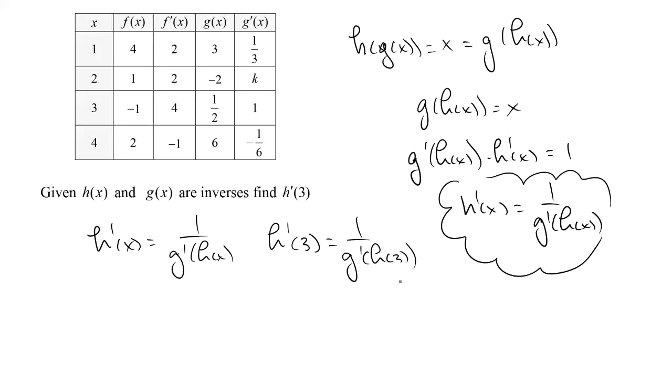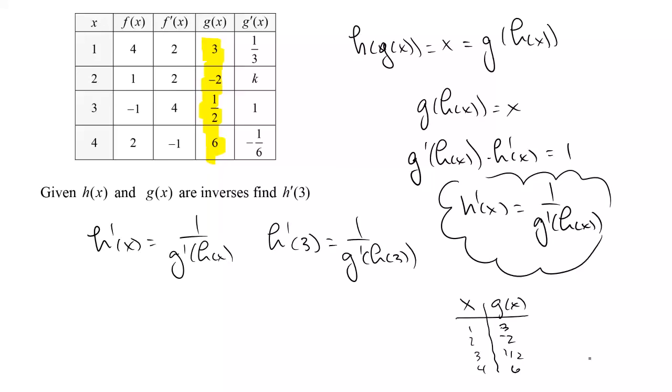The only problem is I don't know what h of 3 is. And I used this little trick, I think, for the first time this year. Because h and g are inverses, if I looked at the table of x and g of x, and I get 1, 2, 3, 4, g of x just going to this column right here, I can easily see that that's going to be 3, -2, 1/2, and 6.